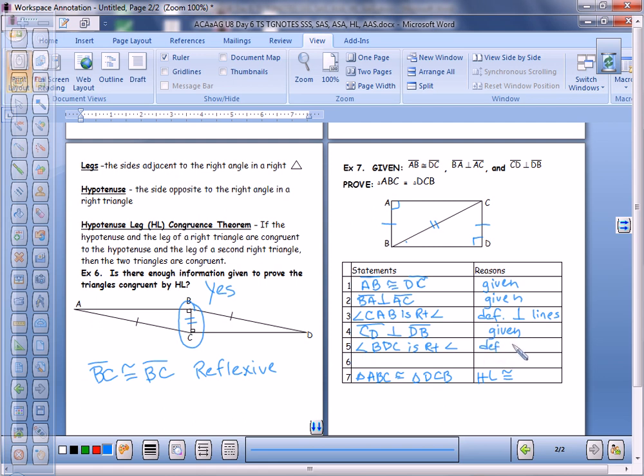Now the last thing. I've talked about my angle, I've talked about my congruent legs, now I've got to talk about the hypotenuse. So BC is congruent to BC, reflexive property.